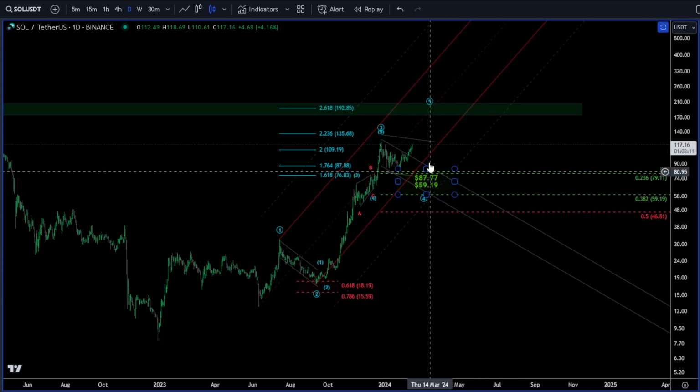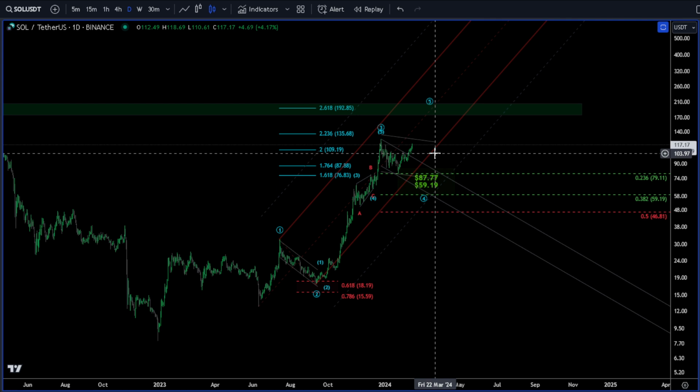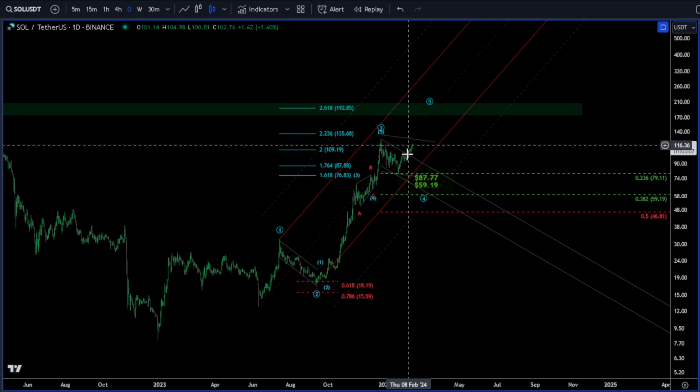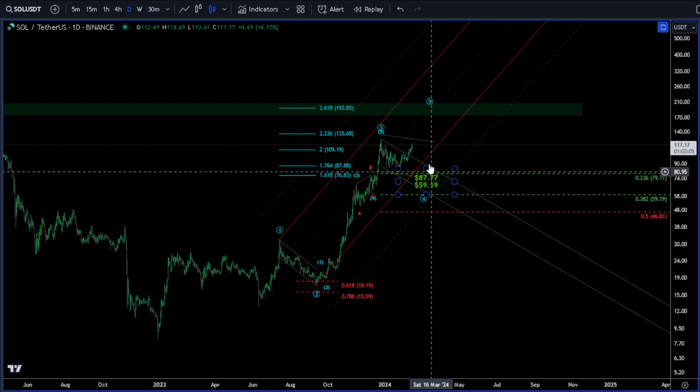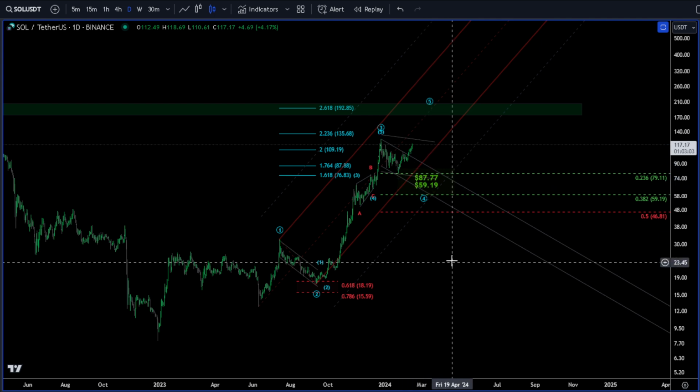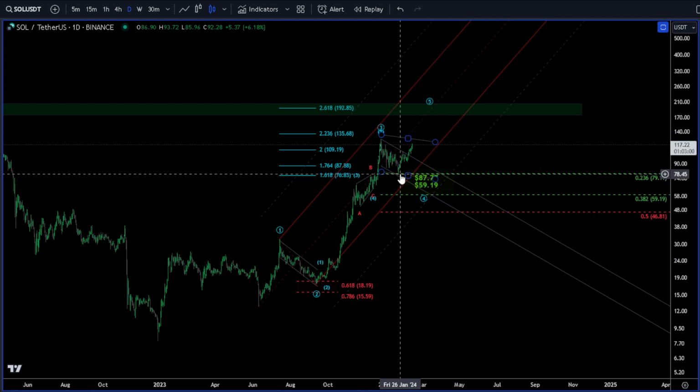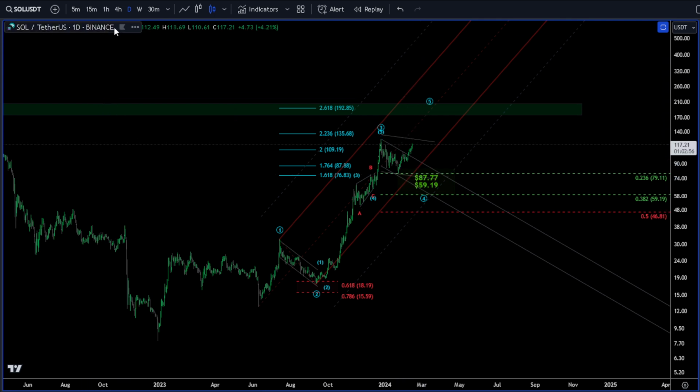And the question is, is our fourth wave complete, or do we need to make another move to the downside? My bias is we need to make a move to the downside, but there is an alternative as well, where we get even more extended, and I want to show you that.